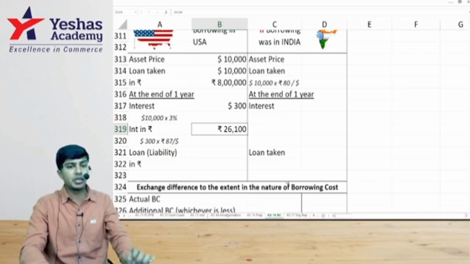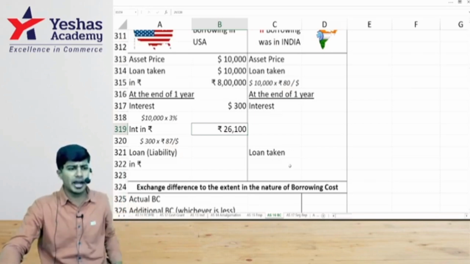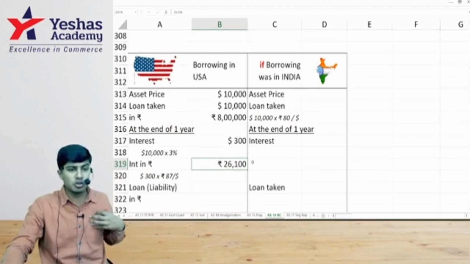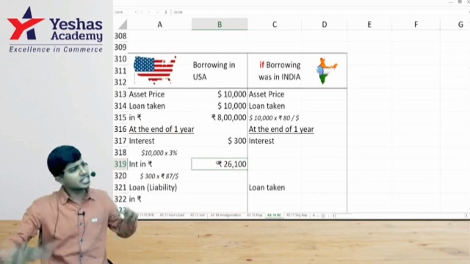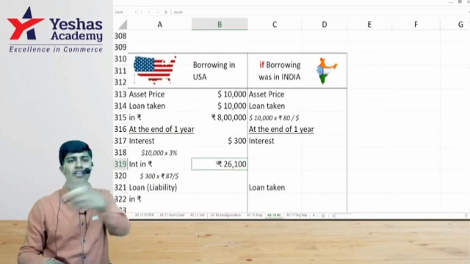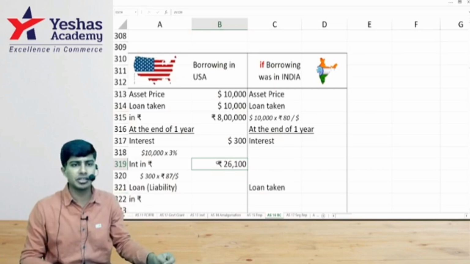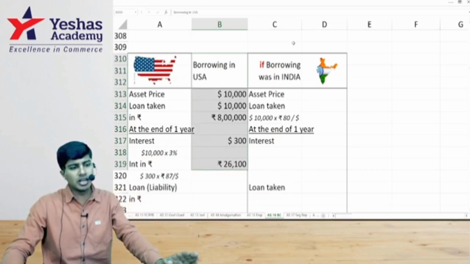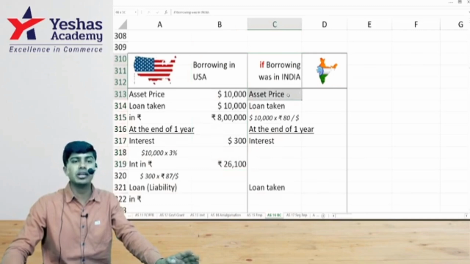Now, this is the interest that you would have to pay if you had borrowed the money in USA. Why are you borrowing the money in USA? Because you feel this 26,100 is very less. If you had taken the same money in India, you would have paid much more interest. How? Let us keep this borrowing in USA on hold, and now let's come to the case where the money was borrowed in India.